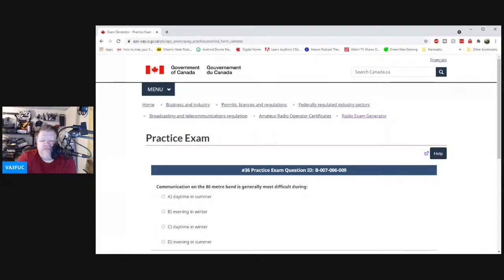Daytime in summer sounds about right because we got so much light and heat that would affect the ionosphere. Daytime in winter would be difficult, but also doesn't make sense. Evening in summer, darker might be harder to hear it, but I don't think that would affect like daytime in the summer. So we're going to go daytime in the summer.